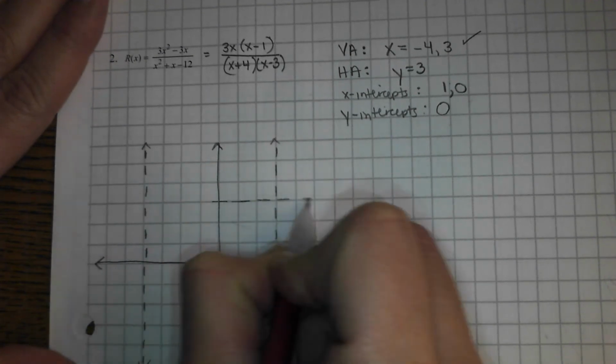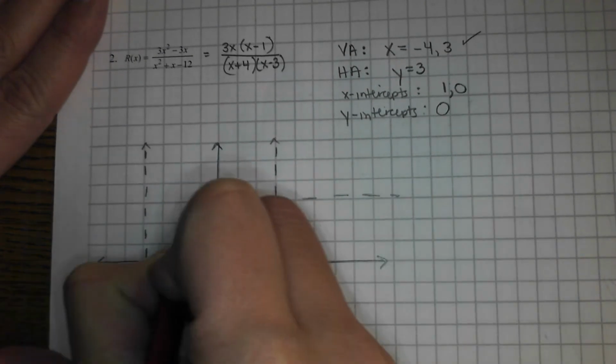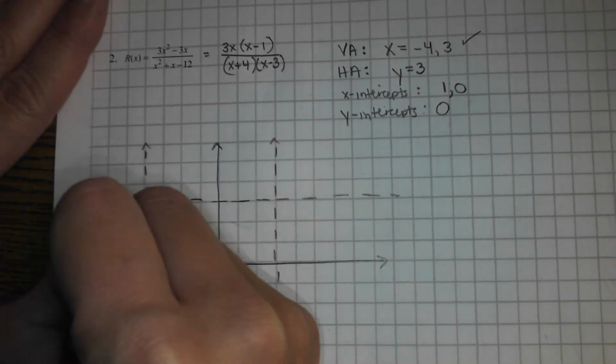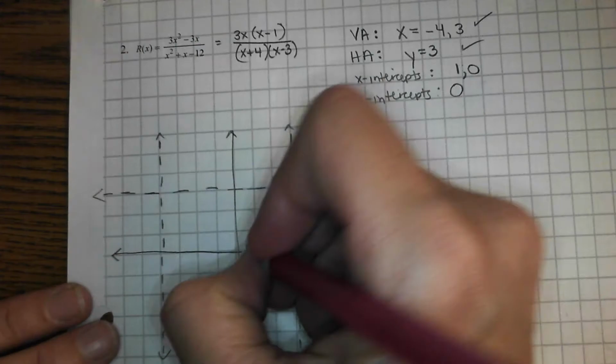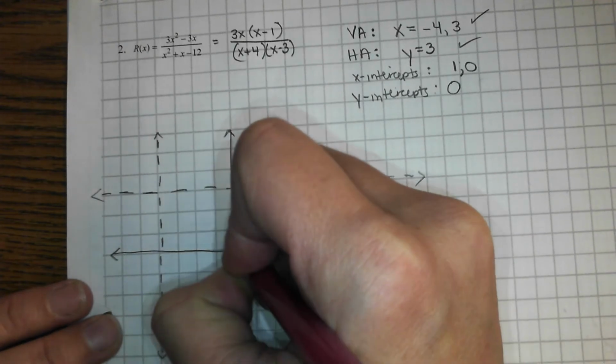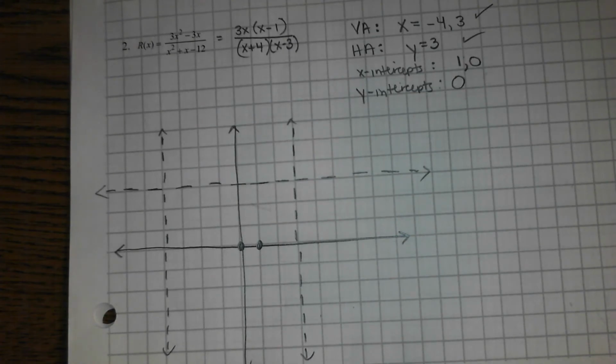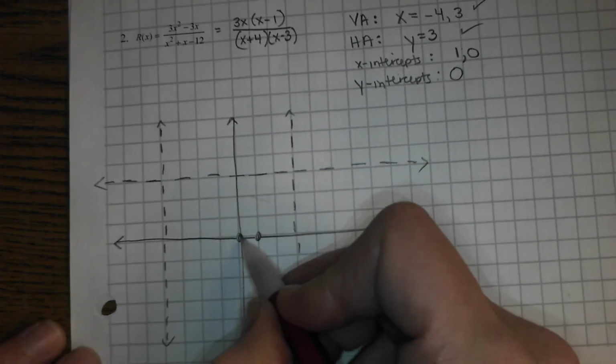I gotta get my horizontal asymptote in there at y equals 3. X-intercepts, we have two of them at 1 and 0. Like I said, those are very close together, so it's going to be very interesting what happens in between those. And a y-intercept of 0 is kind of already covered.